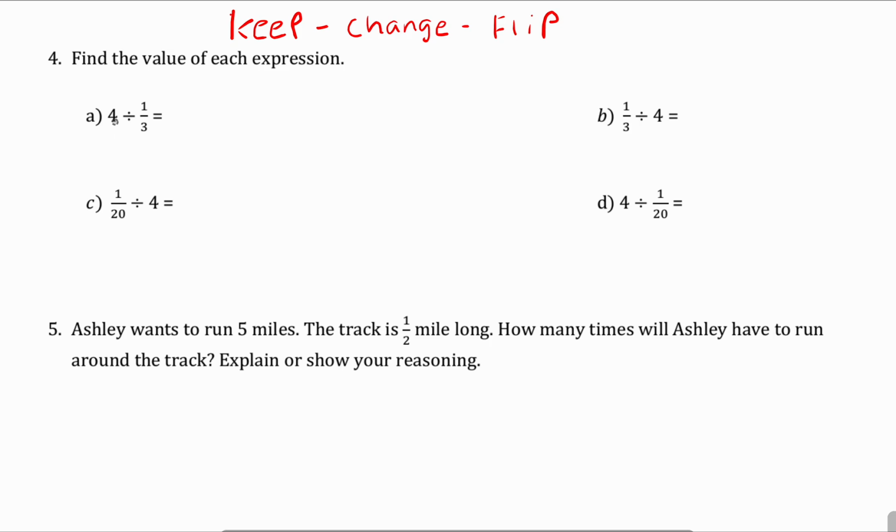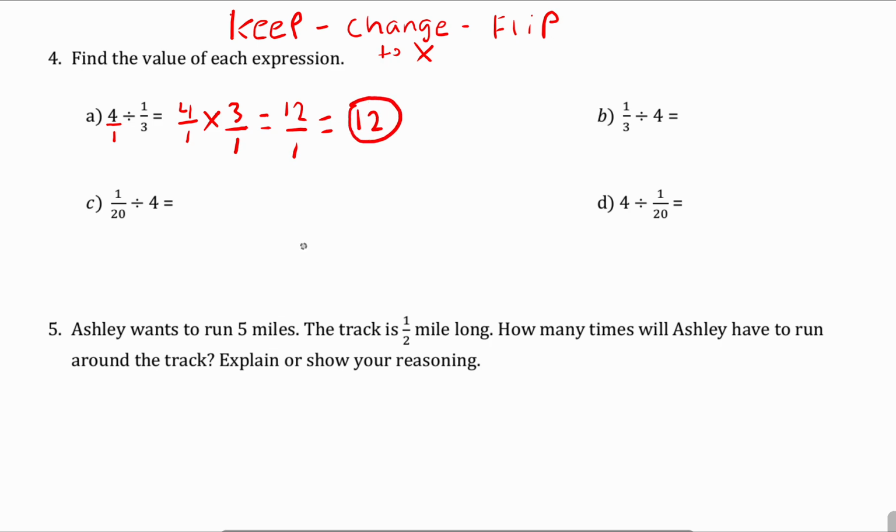Keep the first part, change to multiplication, right? And then you're going to flip. That's called the reciprocal. So let's do the first one. The 4 we're going to keep. If you want to make your life easier, you can just put a 1 underneath, so we turn this into a fraction and it's easier to see. So we keep the 4 over 1, change this to multiplication, and the 1/3, we're going to flip to 3 over 1. So the answer to this is going to be 12 over 1, which is simply 12.